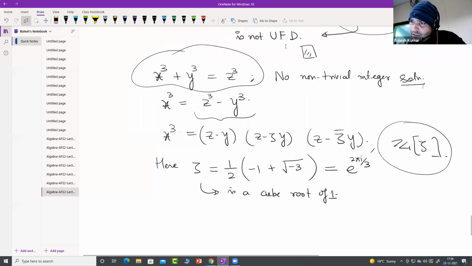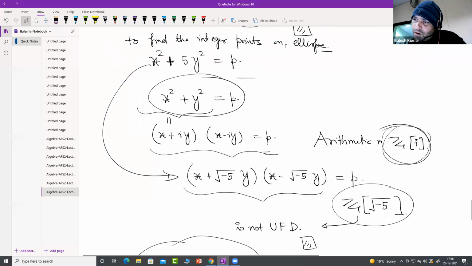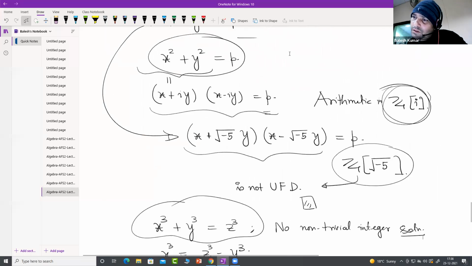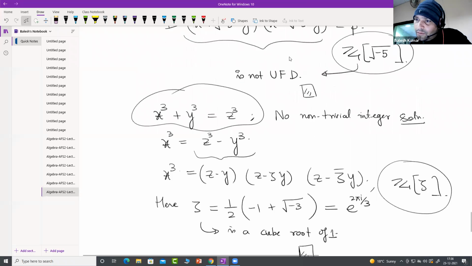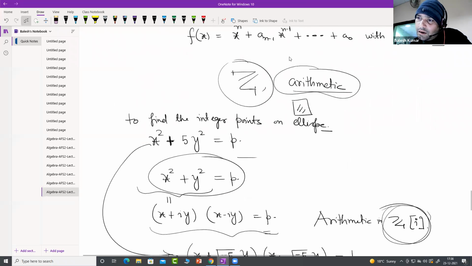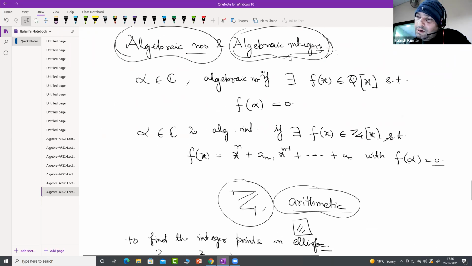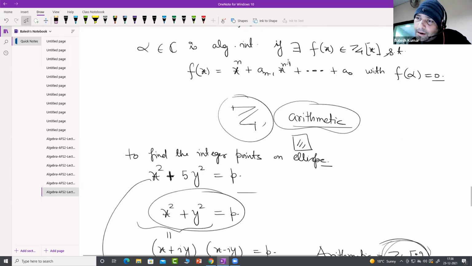So I would just like to say why these algebraic numbers and algebraic integers are actually important in number theory. Let us now proceed further with these algebraic numbers and algebraic integers. We will discuss a bit.